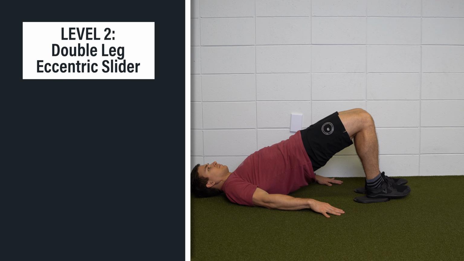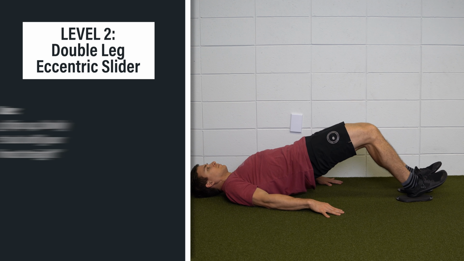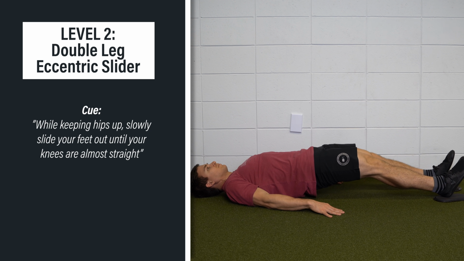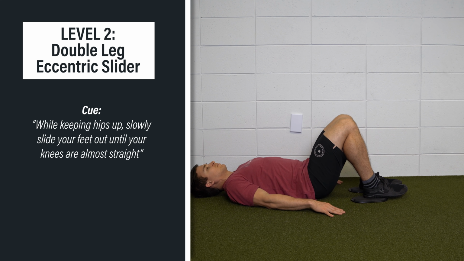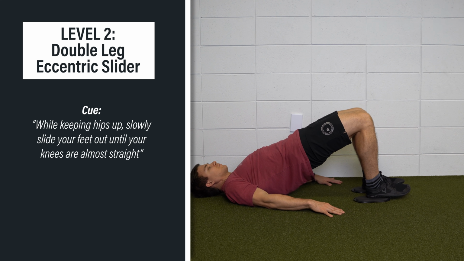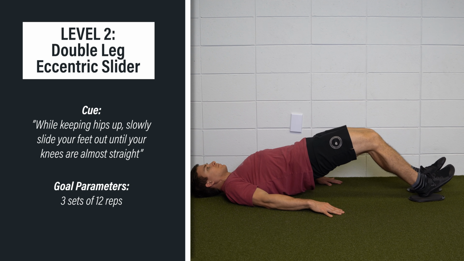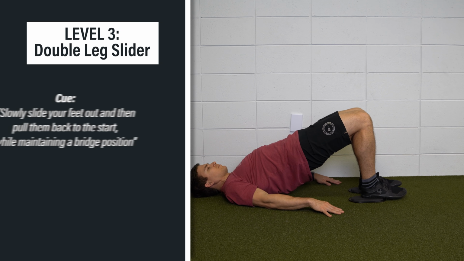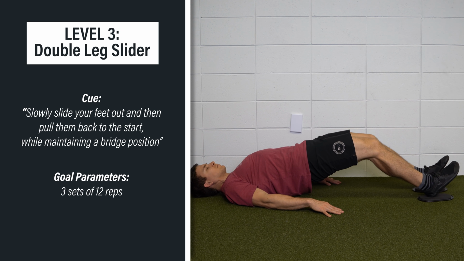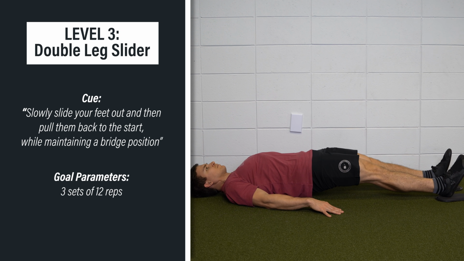Level 2, double leg eccentric slider. Bridge up, keep your glutes squeezed, slowly slide your legs out, drop down, bring your feet back to the starting position, and repeat. If you can work up to 3 sets of 12 reps, progress to the next level. Level 3, double leg slider. Aim for 3 sets of 12 reps.